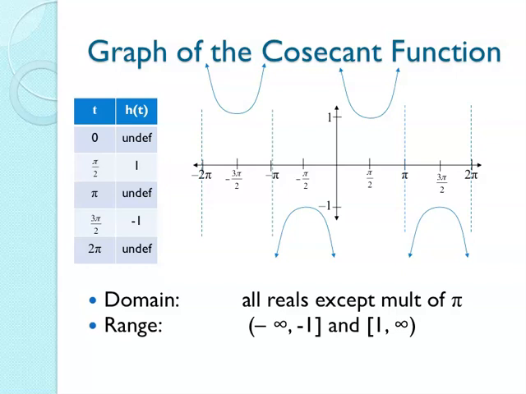Now the period of this function is going to be very similar to the sine function. The period is 2 pi, so it repeats every 2 pi. And then, is it even or odd? Well, this looks like we have symmetry with respect to the origin, so this is going to be an odd function. All right, we have two more left to go.